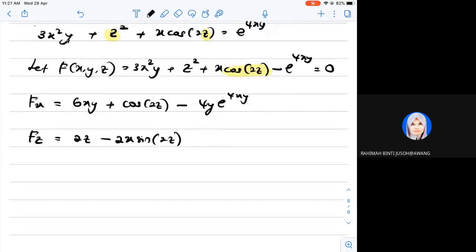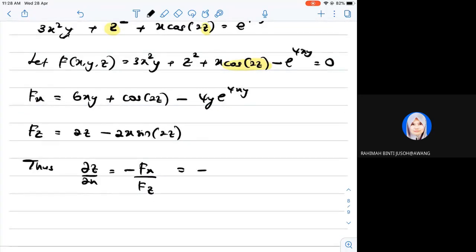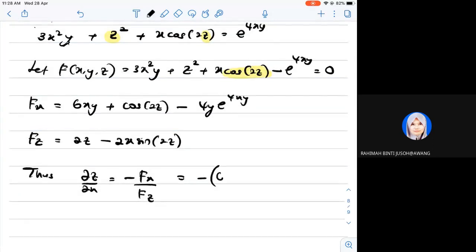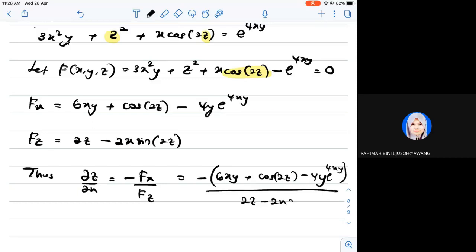So dah siap. Okay, thus del z over del x sama dengan negatif. Negatif tu jangan lupa, student every semester mesti ada yang lupa letak negatif. Kalau you letak negatif, jawapan you salah nanti. So negatif buka kurungan, letaklah fx kita tu dalam dia: cos 2z tolak 4y exponent 4xy divides by 2z minus 2x sin 2z. Kan lebih mudah kan? Dah siap.